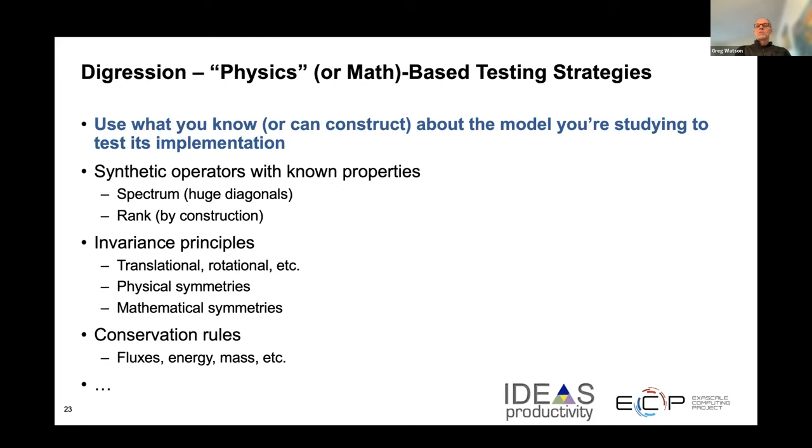Sometimes it's worth thinking of the actual model itself and how you might be able to take advantage of what it is that you're doing to structure tests. So particular properties about the math or invariances, for example, or conservation rules or other things that are going on in the physics that should hold that you could add tests for. So these are good strategies for scientific computing if you really understand the models at that level of detail and can think of tests that would make sense.